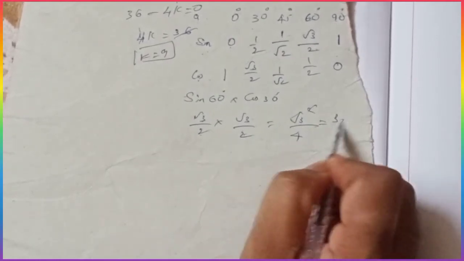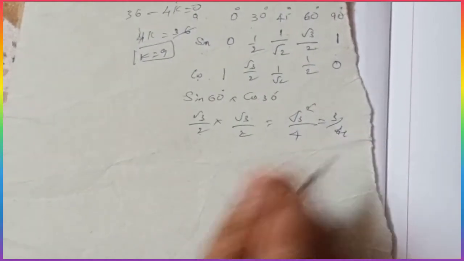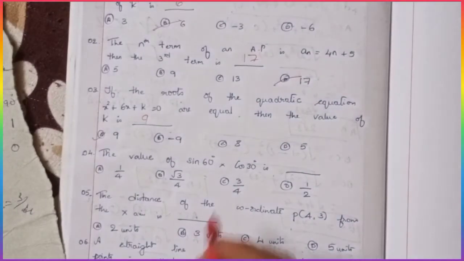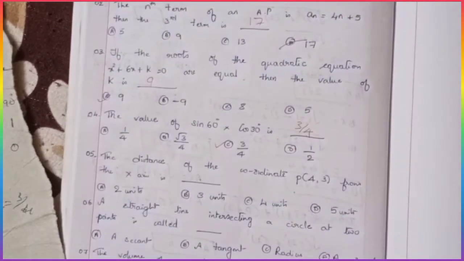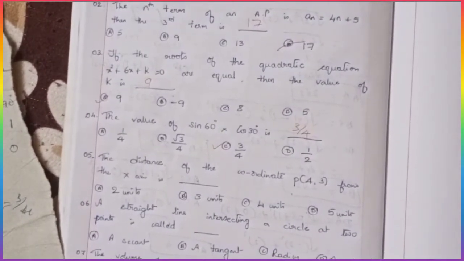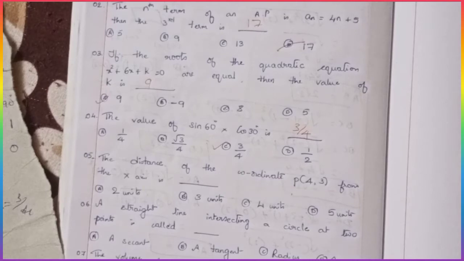Root square get cancels here, 3 by 4 is the correct answer. So the option C is the correct one, root 3 by 4. I hope that you are getting the idea about this one. The fifth question: the distance of the coordinate P (4,3) from the x-axis is dash.